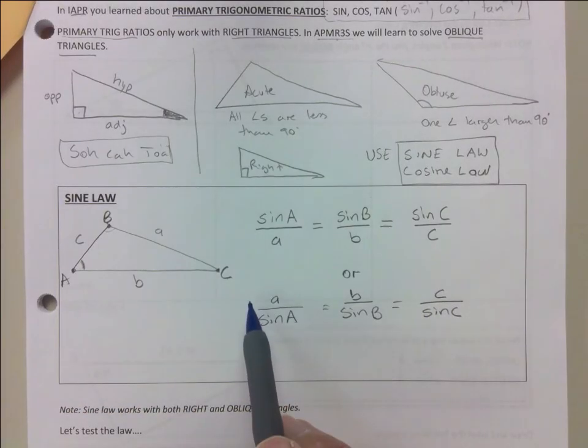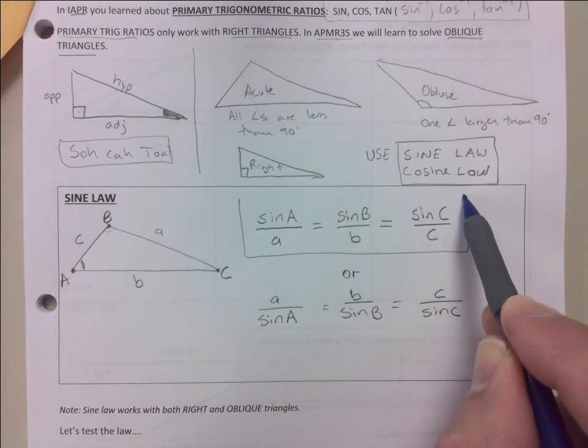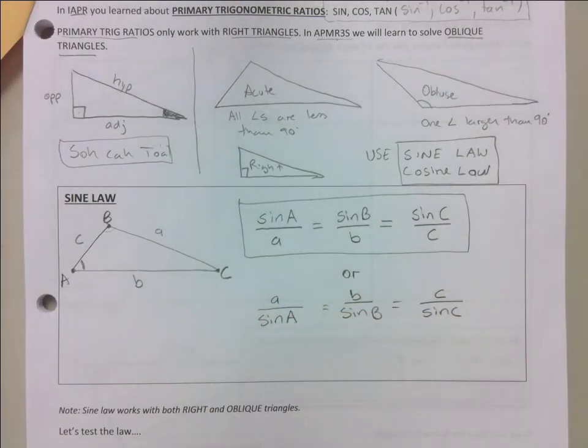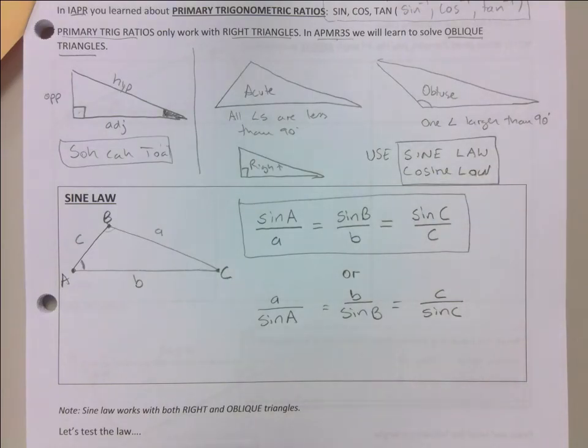And that is, I will say I prefer this one, so I'm going to box this in. This is the one I would say the sine law states that this is true, and we can use this fact to solve for missing sides or angles.